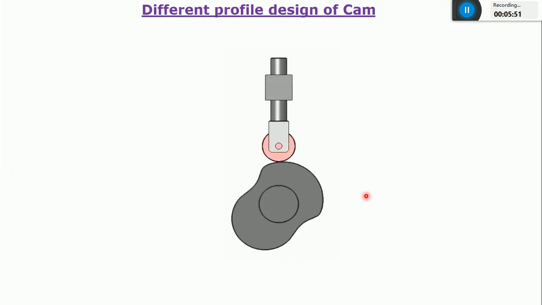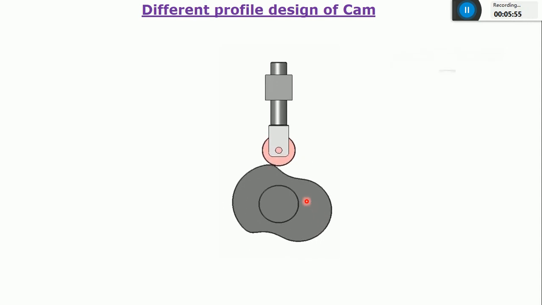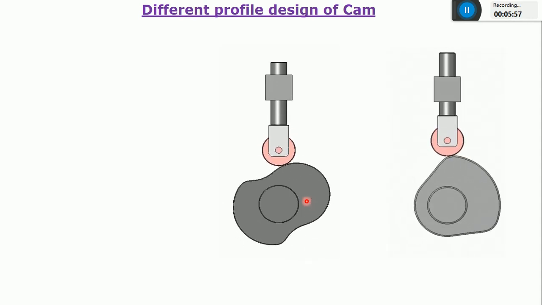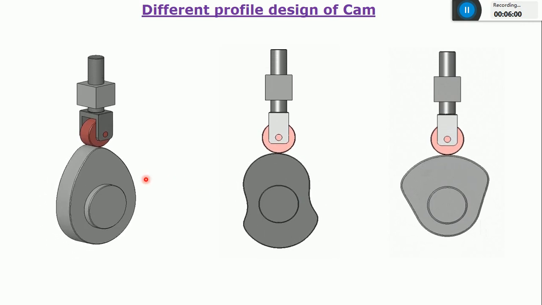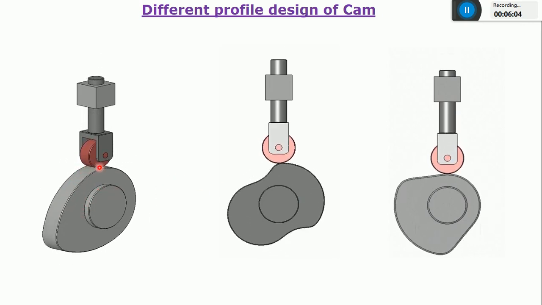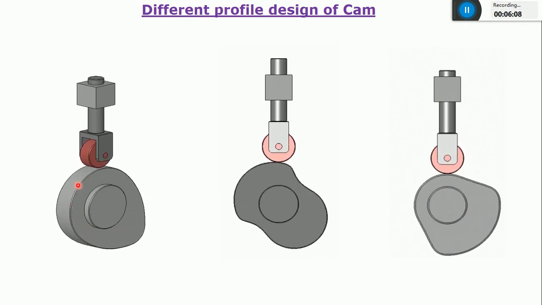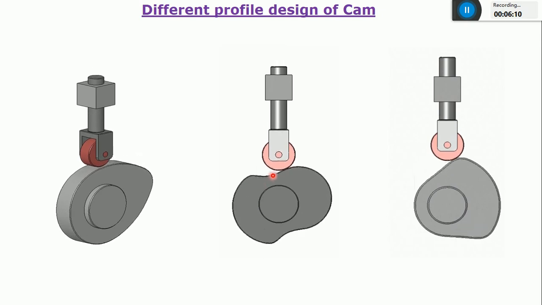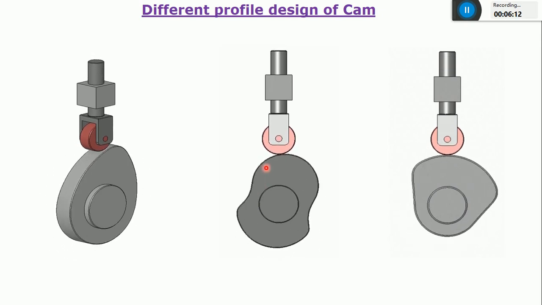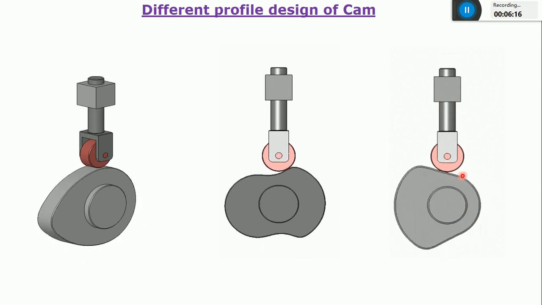So you can see these are the different examples of a cam and follower, different shapes of a cam and follower. Okay. So you can see the profile of this cam is different, or the pattern or the design of this cam is different. So here also you can see the outer periphery of the cam is different.